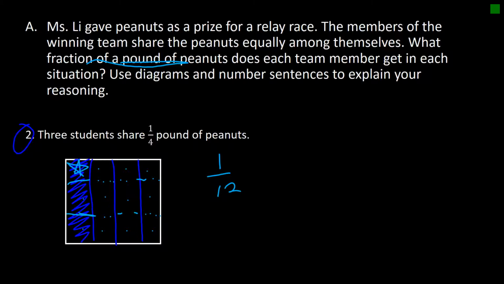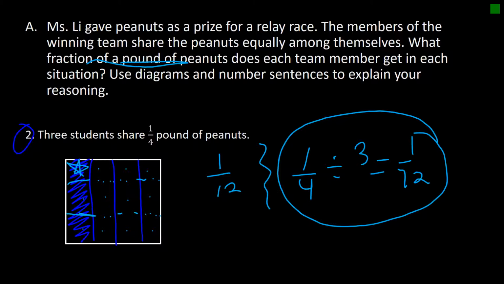So originally what we started with was the 1/4 pound of peanuts. And then we split it or shared it or divided it by 3 students. And we found our answer was 1/12. Go ahead and take time and make sure you write this in your notes if you haven't already.